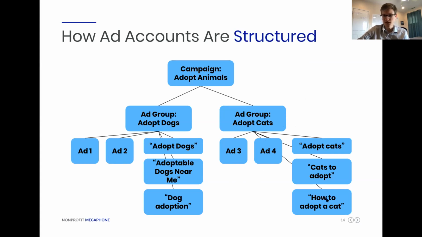They'll be eligible to appear when someone searches for things like adopt cats, cats to adopt, how to adopt a cat, and so forth. Similarly, ads 1 and 2 will be eligible to appear if someone Googles adopt dogs, adoptable dogs near me, dog adoption, and so forth. The ads will compete against each other, and ultimately one will emerge as the winner, and that one will be shown more often because more people are clicking on it because it's more effective.